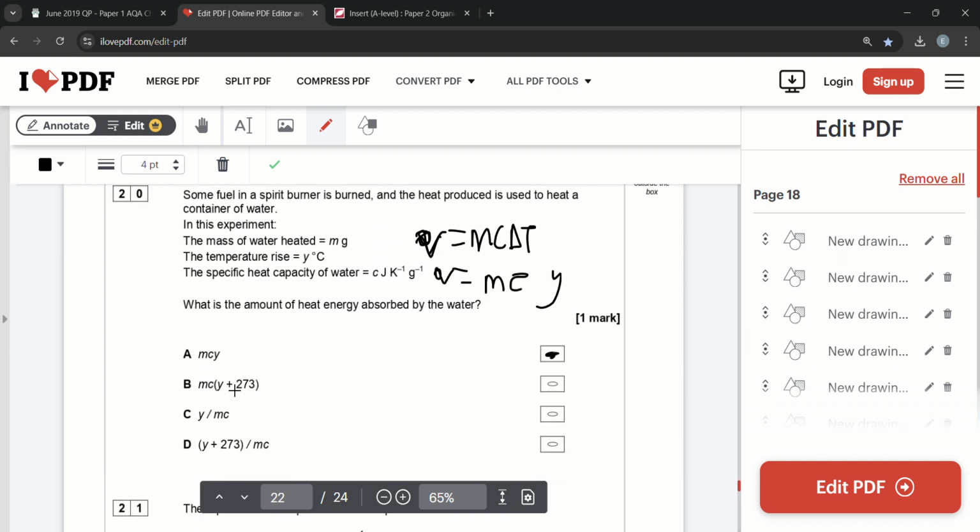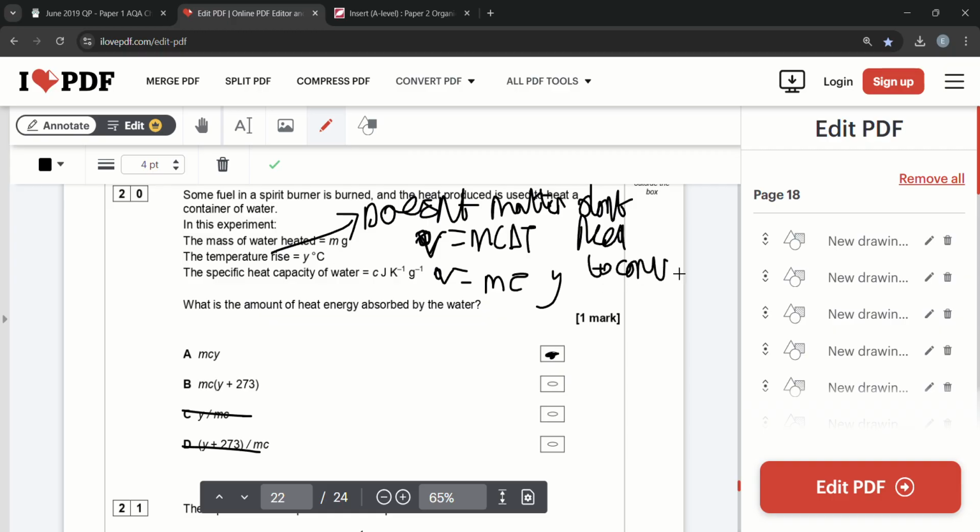The only thing I could see students tripping upon is between A and B. mcy plus 273, because obviously you'd convert to Kelvin. But remember, because this is a temperature rise, it doesn't matter. We don't need to convert to Kelvin. That's just a key fact you need to learn off by heart. Don't need to convert to Kelvin.